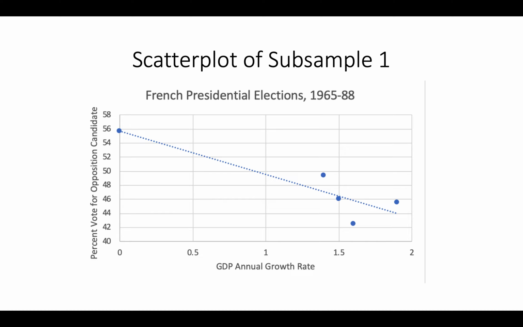The economy was performing poorly, and Giscard paid with the loss of votes. We should hypothesize the relationship to be negative, as the line drops from top left to bottom right of the scatterplot.